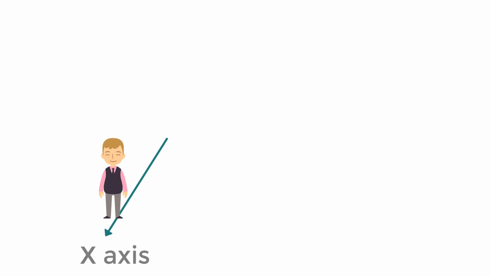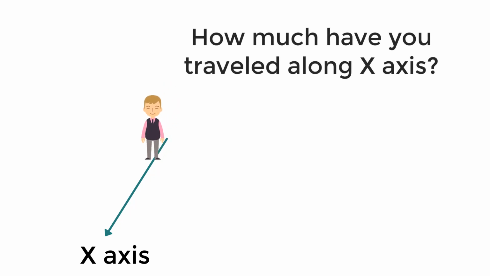First, we are going to learn something from what we already know. Say you are moving in a straight line. Let's say it is the x-axis. Now, if I want to know your position, then I have to ask you one question. How much have you traveled along the x-axis?